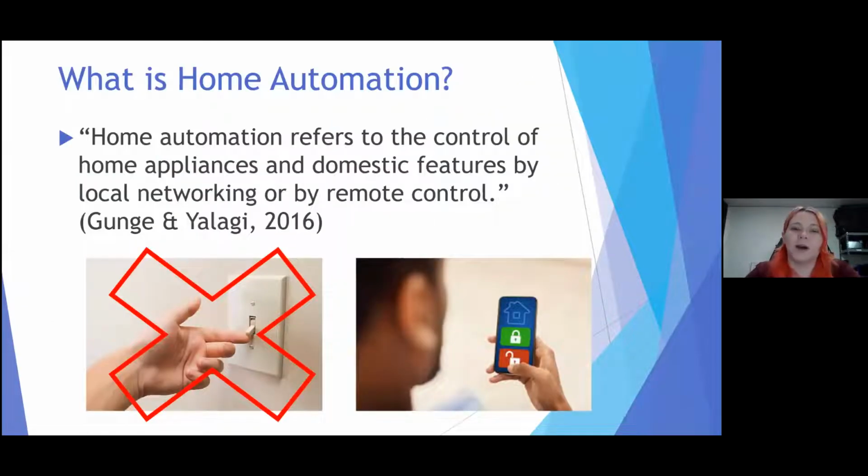So let's talk about what is home automation. Home automation refers to the control of appliances in your house by local networking or remote control. So what that means is basically you're not flipping a light switch on and off or pressing the button on your coffee maker to turn it on. You're accessing it another way through an app or through some sort of device, right?